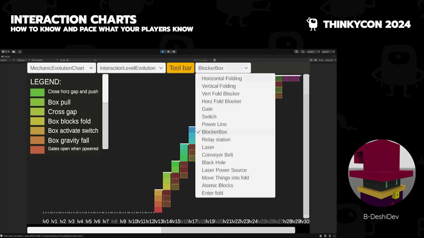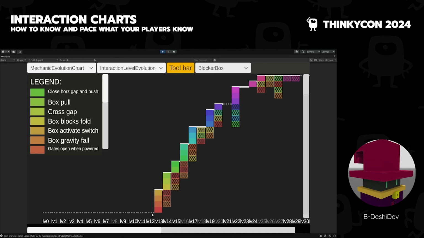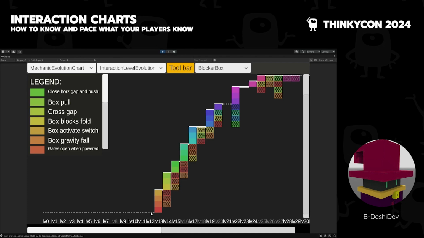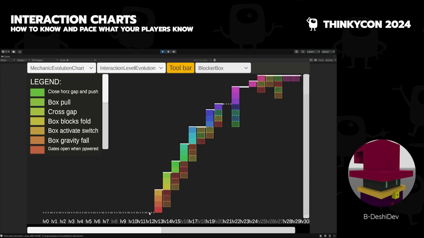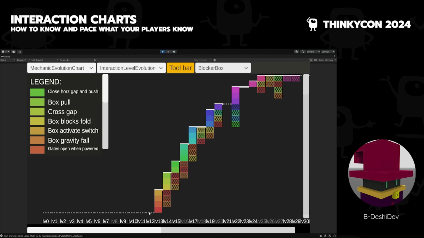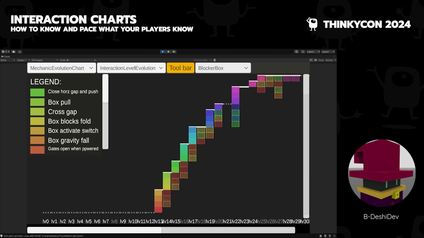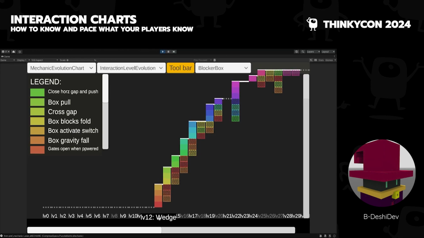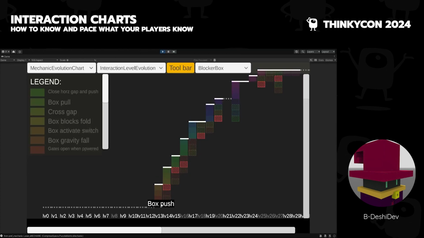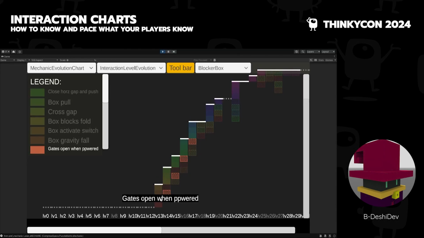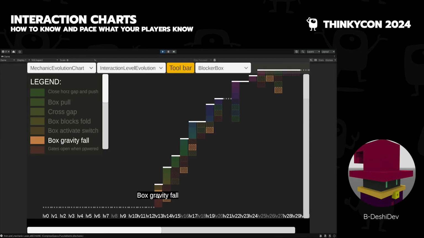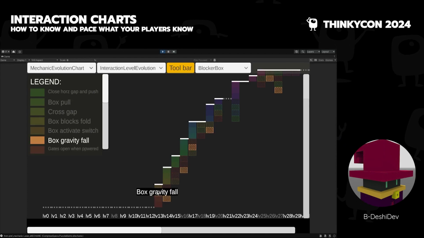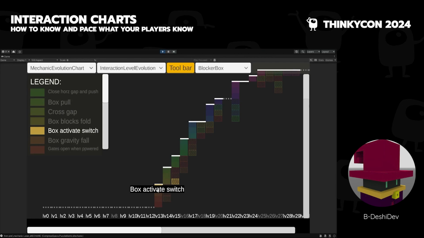So this is for the blocker box mechanic, and the chart here goes up every time we have an interaction that we have not seen before utilizing the blocker box mechanic. For example, it was first seen in this level, Common Ground 1, and we started with the box push interaction, the gates open when powered interaction, the box gravity fall interaction, and the box activate switch interaction.